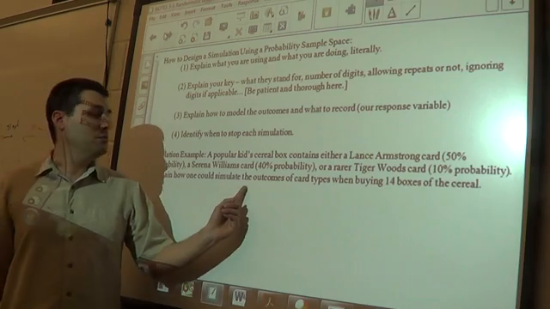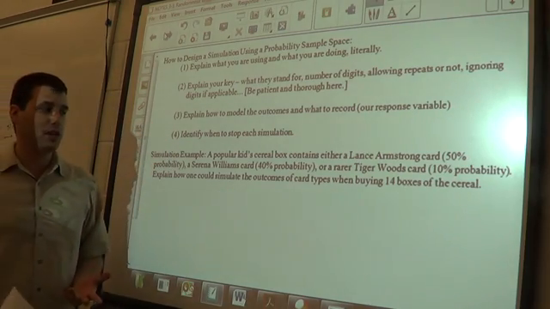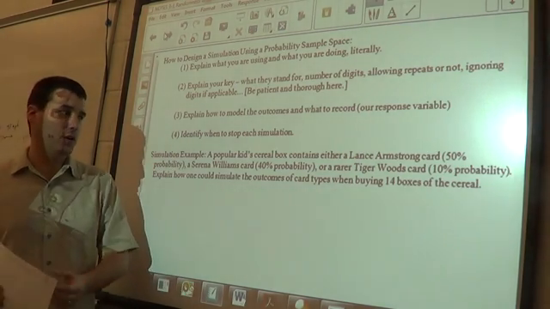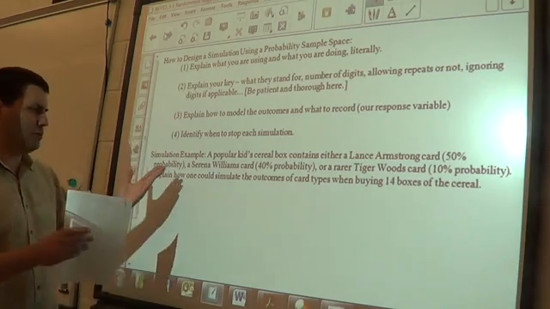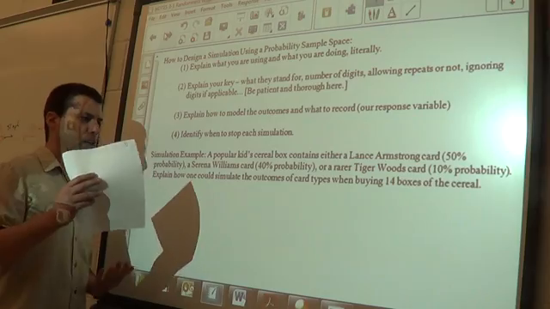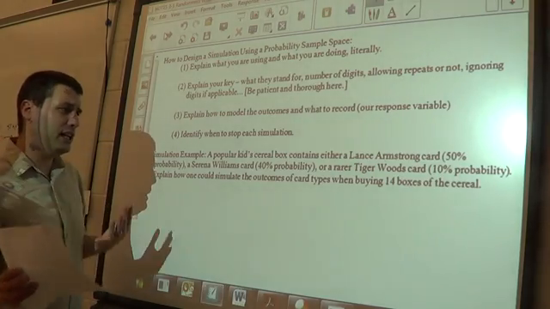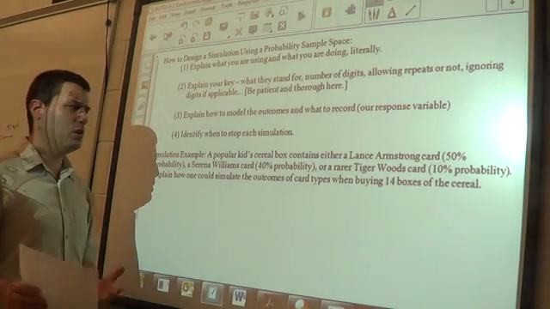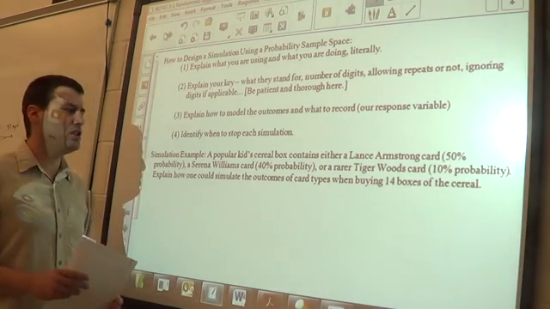Explain how one could simulate the outcome of card types. Let's say we're going to buy 14 boxes of cereal. So I want to say, well, what happened? We understand this probability, but what does it look like when you actually buy 14 boxes? Is it really likely to get a Tiger Woods card? We think we should get one, but what does it look like? Are we going to actually have 50%?